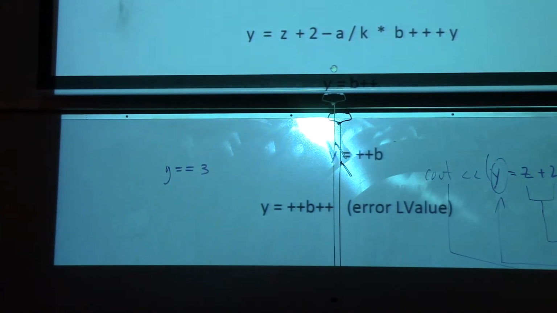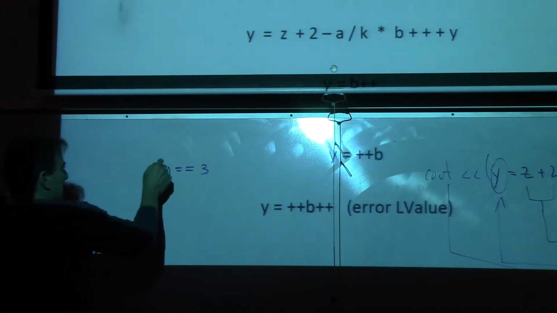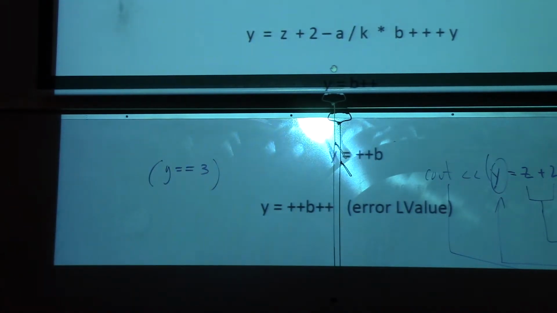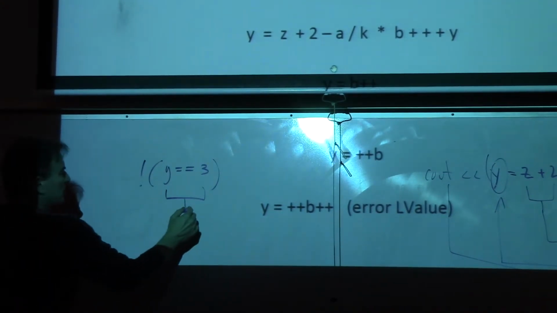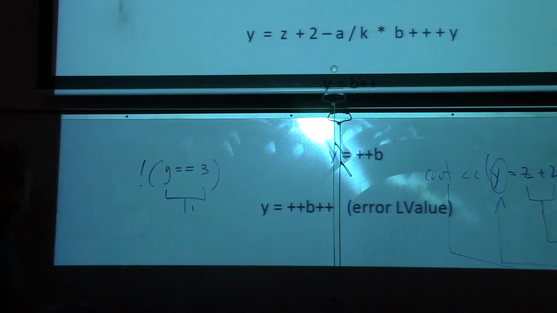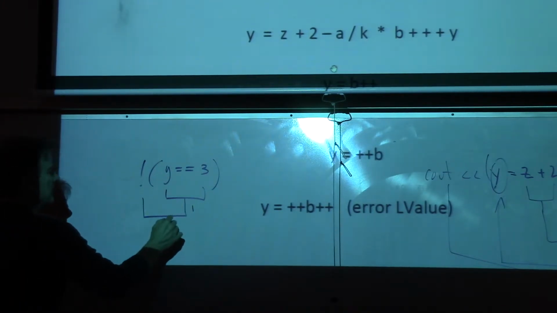What is the value of this expression? What do you think is the value of this expression? What type? Okay, it's going to be Boolean. It's either true or false. Y equal to 3. So that's either true or false. So if this value, for example, is true, I'm just going to put, for the sake of argument, a 1 here, because that's what C++ would do. So if I put a not in front of it, what do you think that expression would be now?